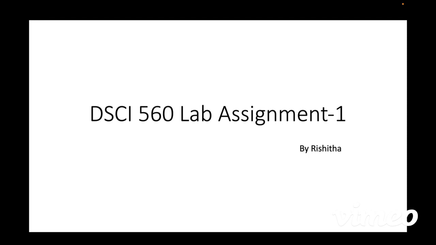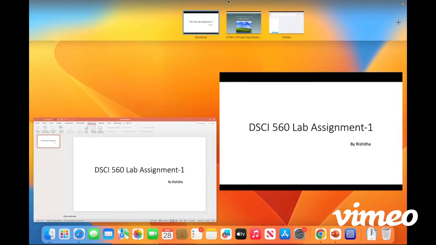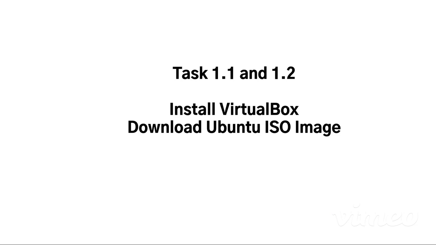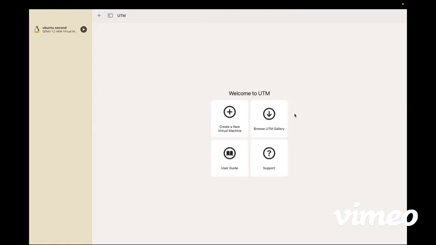As part of Lab Assignment 1, the first task is to install and set up VirtualBox in order to run Linux. But Mac M1 Pro won't support VirtualBox, so I have installed UTM instead of VirtualBox. This is the official website to install UTM. If we click the download button, UTM will be downloaded, which I have already done. This is how UTM looks after installation.